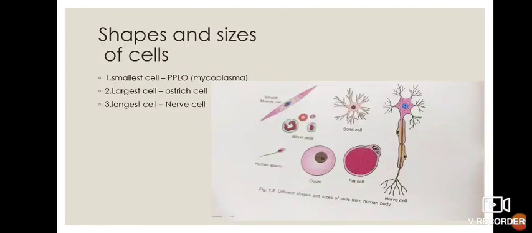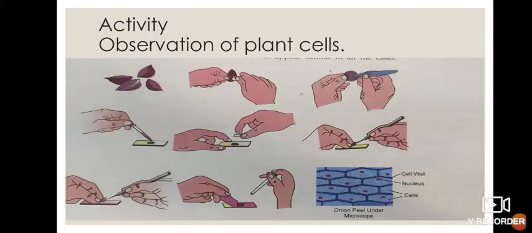Shapes and sizes of cells. Now, cells occur in different forms, different shapes and different sizes. The smallest cell is PPLO, pleuropneumonia-like organisms, or mycoplasma. The largest cell is the ostrich egg cell and the longest cell is the nerve cell. In the diagram here, we can see a smooth muscle cell, blood cell, sperm cell, ovum, fat cell, bone cell, nerve cell. All have different structures.